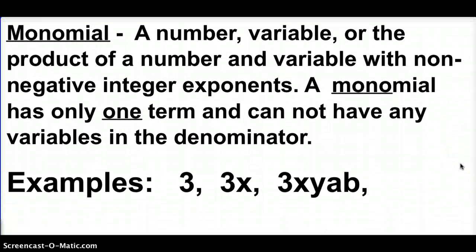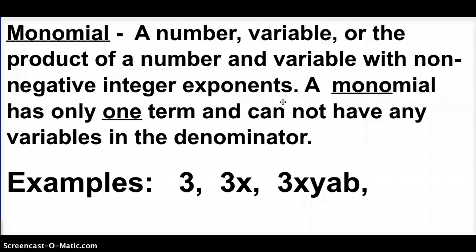So first, a monomial definition: it's going to be a number, a variable, or the product of a number and a variable with non-negative integer exponents. So again, look at that carefully. When it says non-negative integer exponents, we cannot have any negative exponents, and the exponents would have to also be an integer. So we're looking at an exponent something like 2, 3, 4, 5. No negative ones and no fractions.